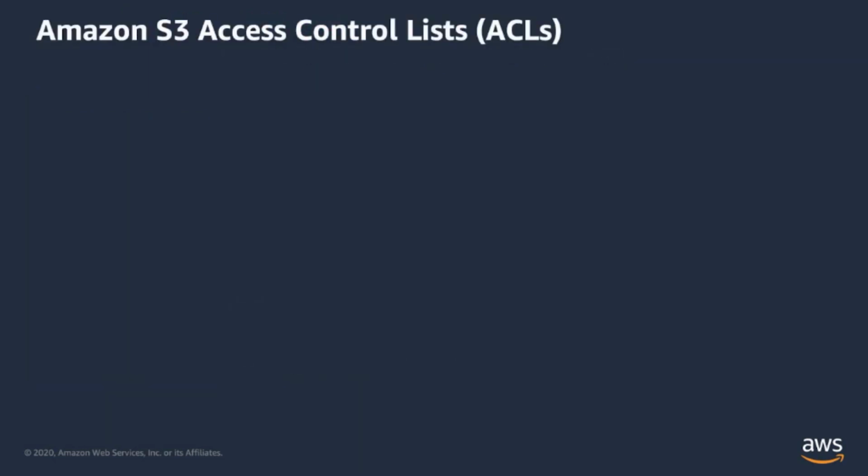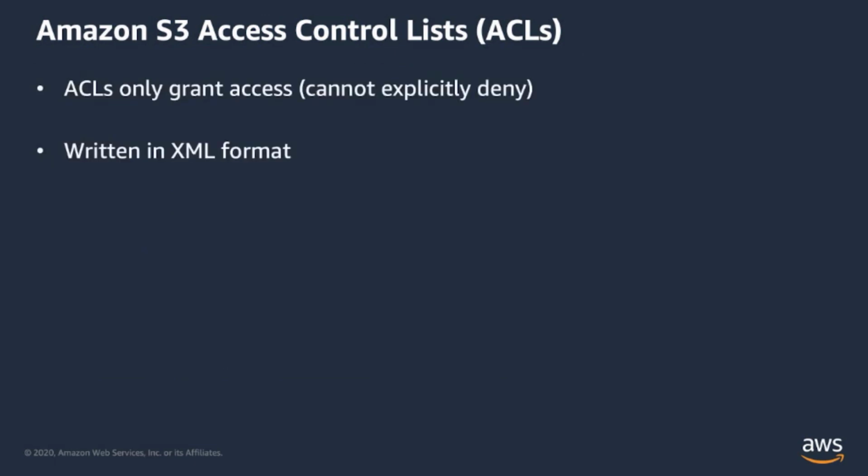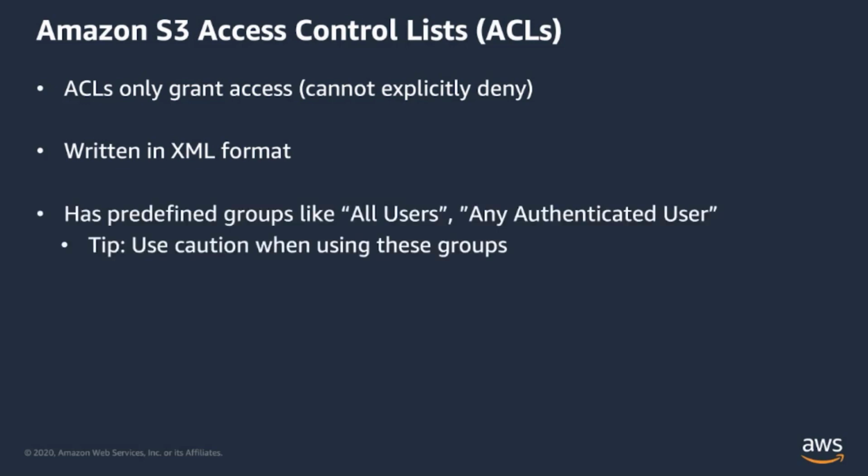So now let's talk about Amazon S3 Access Control Lists. An ACL can be applied either at the bucket level or at the object level, and they can only grant access. You cannot deny access using an ACL. They're written in XML format and have some predefined groups. So you can either assign to a particular user or account, or you can use some of these predefined groups like all users and any authenticated users.